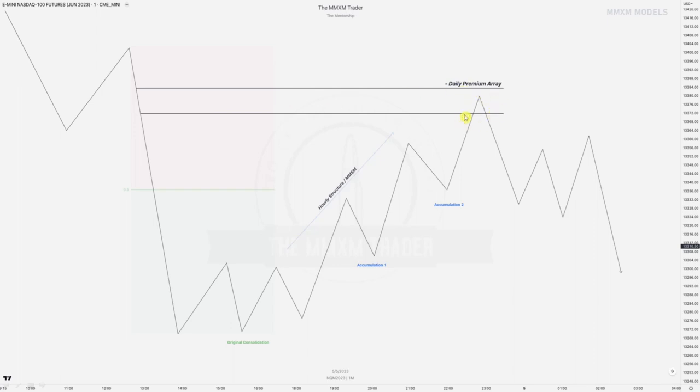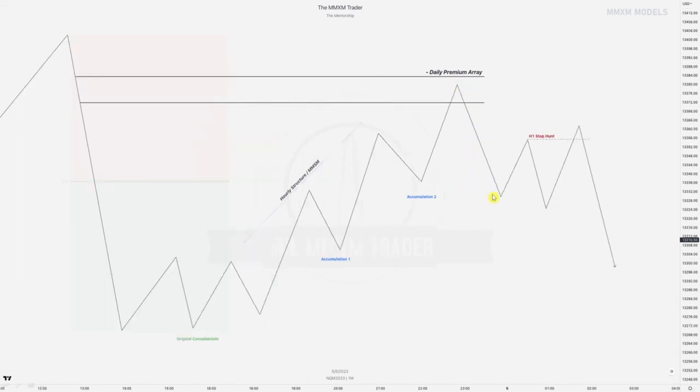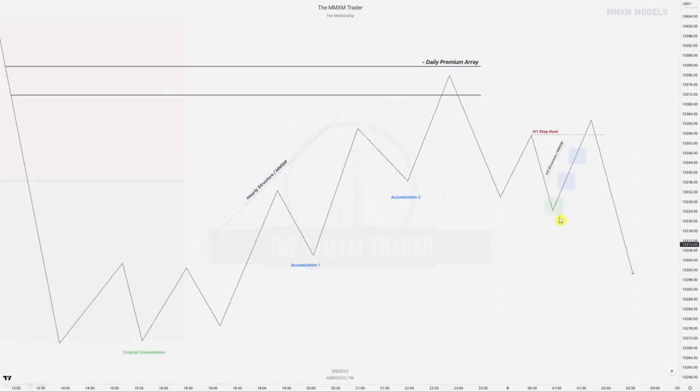We're going from a daily into a 1-hour market maker model. So price goes up into the daily premium array. We wait for that 1-hour stop hunt, and from here on out we can scout for an opportunity into a market maker sell model. In this piece of price action down here, we can see this is a bigger market maker sell model, but price is fractal, right?